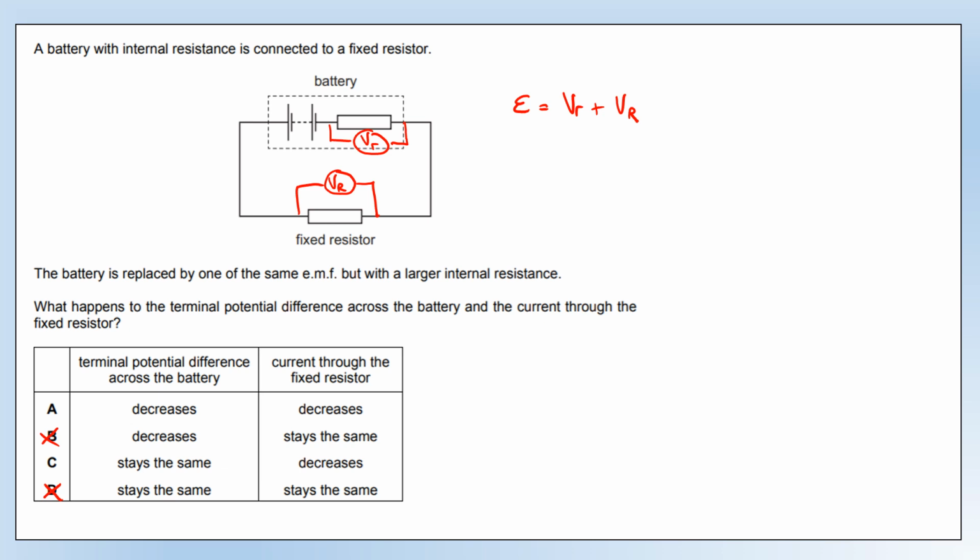Now, what we've got here is essentially a potential divider. If the internal resistance, or little r, increases, that's going to mean its potential difference is going to increase as well, because that's how voltage works in series resistors. So if internal resistance gets bigger, the potential difference across the internal resistance gets bigger, which means the terminal potential difference is going to decrease because they're equal to the same thing. So the correct answer is A.